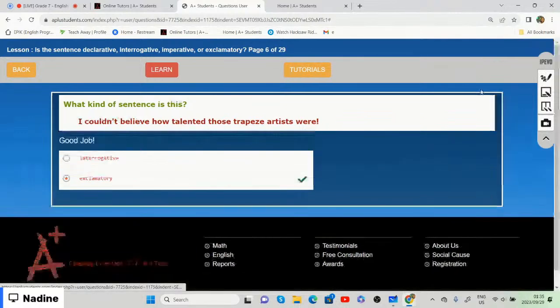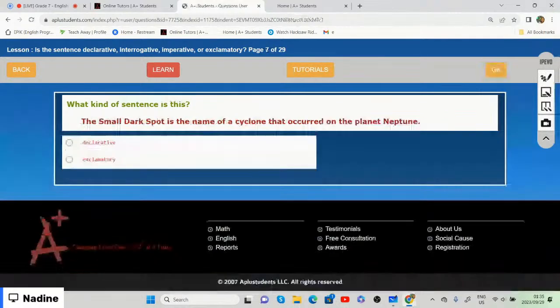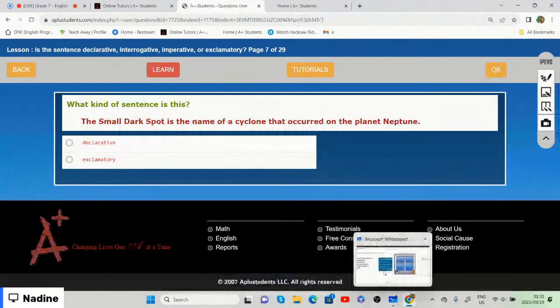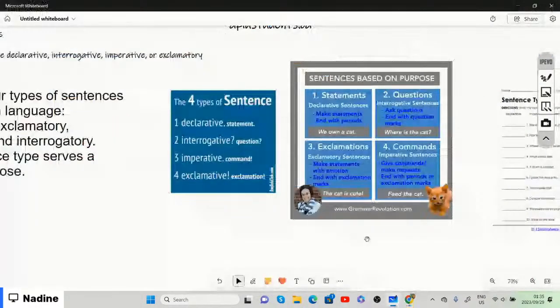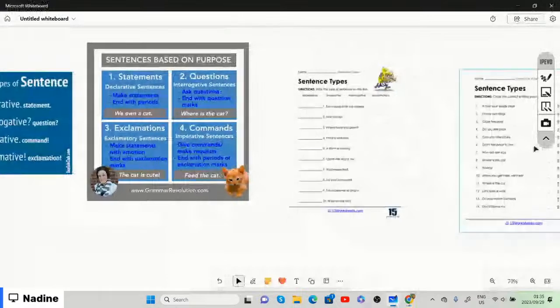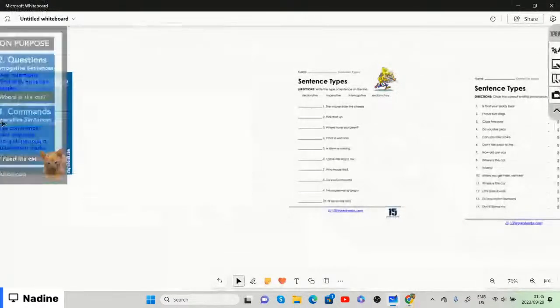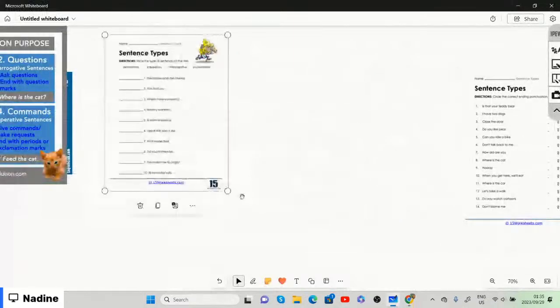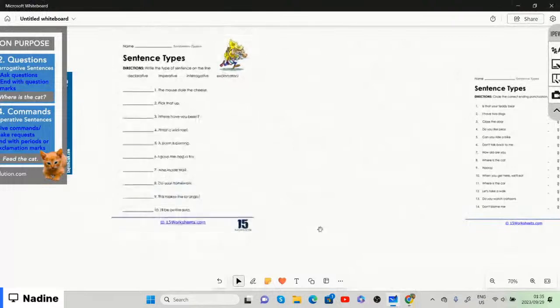Because it's an exclamatory sentence. All right. So now, if we look at our different sentences, we now need to say if it is a declarative sentence, imperative, exclamatory, or if it is an interrogative sentence.